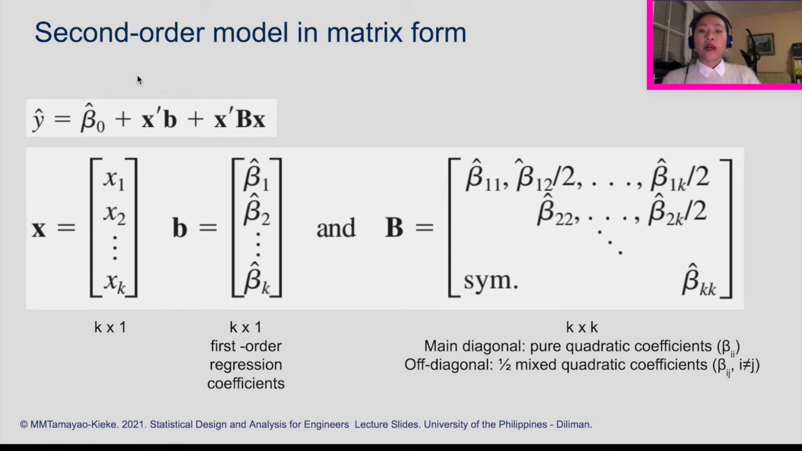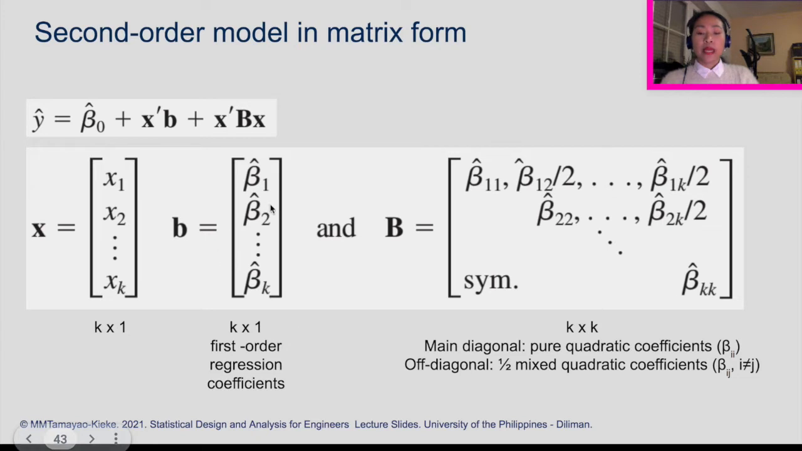Okay, now to analyze the second order model, it would be easier for us to tackle the analysis in matrix form. So the second order model could be expressed as such. Okay, so y hat is equal to beta naught hat plus x prime b plus x prime B x, where x is a k by 1 matrix of your independent variables.